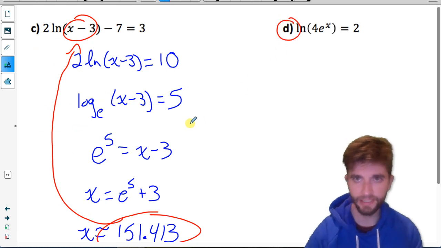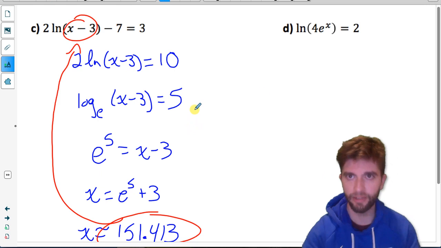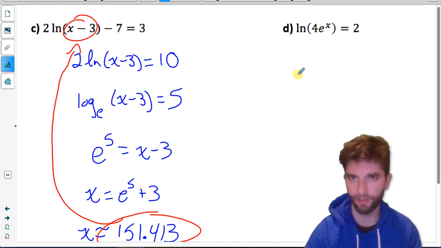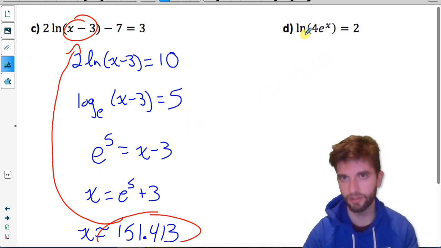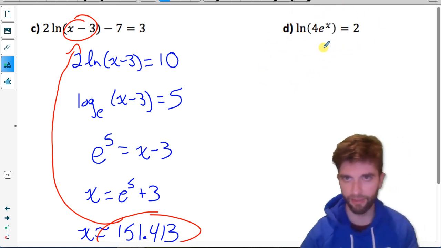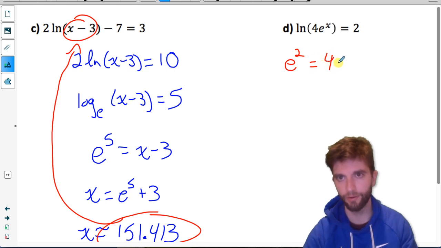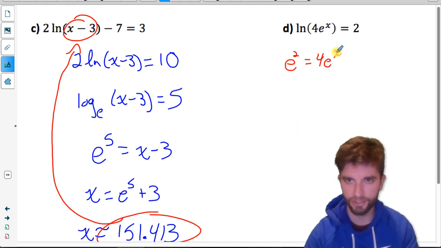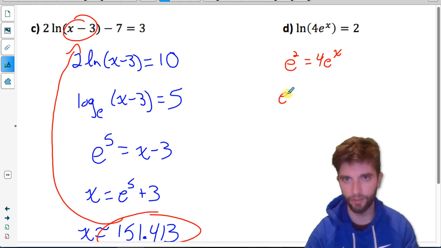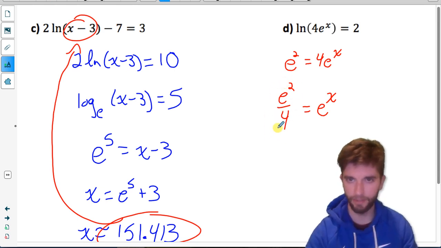Okay, part D, I can think of a couple ways to do this. Maybe I'll show you both ways. The first way is probably the way you would think to do it because it's how we normally solve logarithmic equations. I could start by transitioning this into an equivalent equation but in exponential form. The base of the log, e, to the power of 2 would equal the argument. So e squared equals 4 e to the x. And now I'm interested in isolating x, so I'll divide the 4 over: e squared over 4 equals e to the x. Remember, e is just an irrational number, so e squared over 4 is just a number.